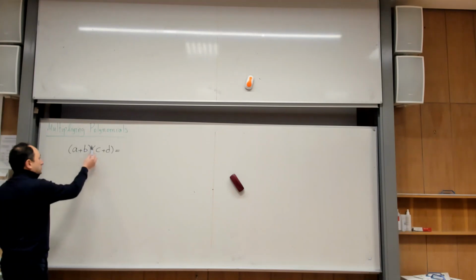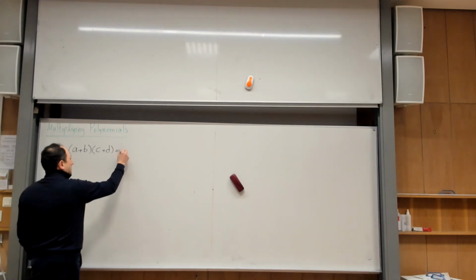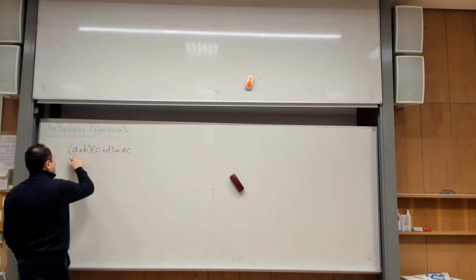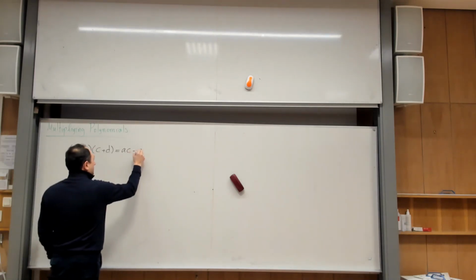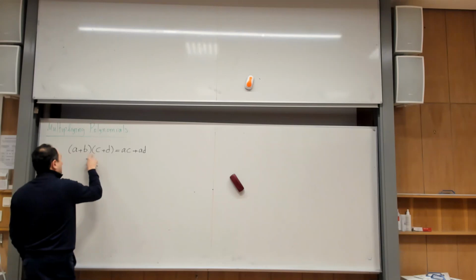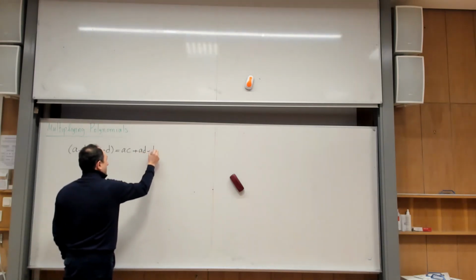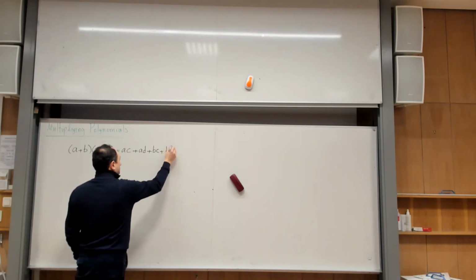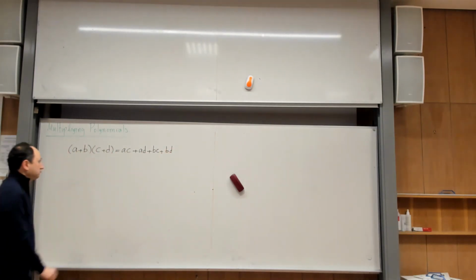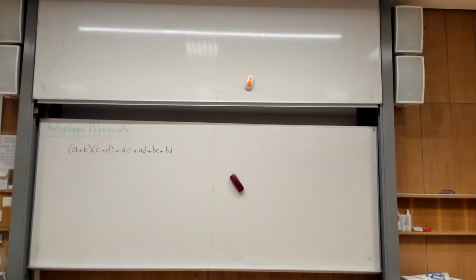So just multiply it using the distribution law. I multiply A by C, I multiply A by D, and then I multiply B by C, and I multiply B by D. Yes, this is at the algebraic level.